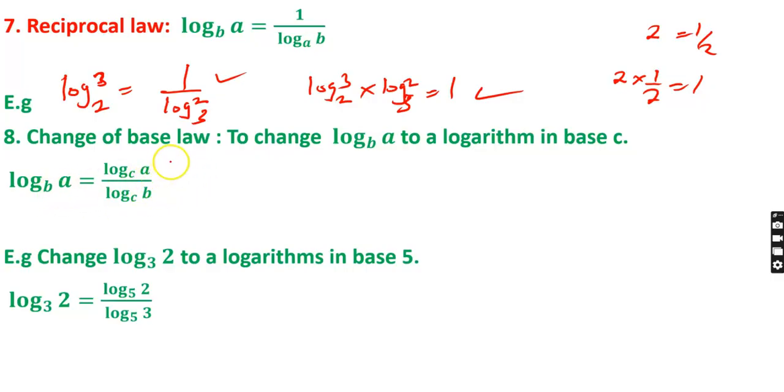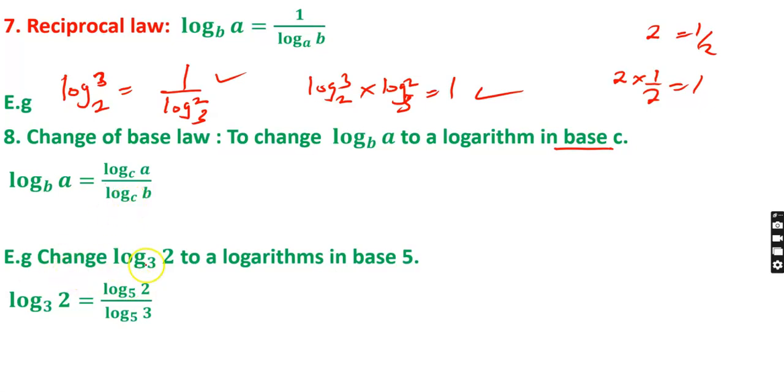Okay, number 8 law. That law is called the change of base law. So let's say you have log of a base b. I want to change it to a logarithm in base c. It's very simple. Look at it here. That will give us log a base b equals log a base c divided by log b base c. You just share the number and the base, and then introduce the new base. So the number initially is a, so that will be log a base c divided by the base initially, which was b. Log b, introduce the new base c.